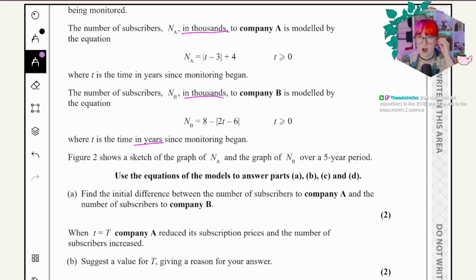So we're not allowed to draw on the graph and just read off a value. We have to specifically use these equations. Part A: find the initial difference between the number of subscribers to company A and the number of subscribers to company B.